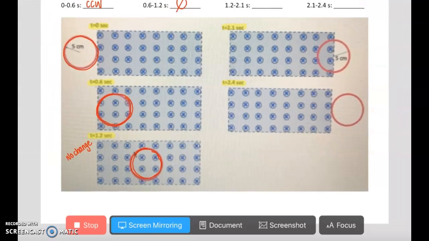Okay. Let's take a look at our next transition. We're going to go from 1.2 seconds to 2.1 seconds. So we're kind of looking at this transition here.